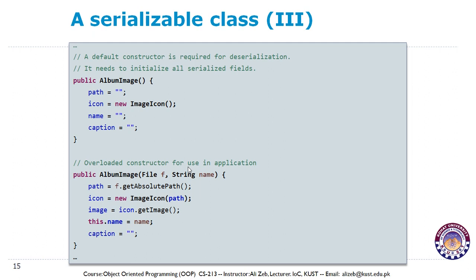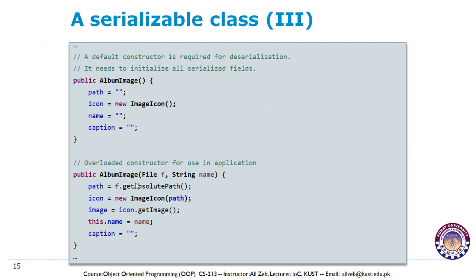A default constructor is required for deserialization. It needs to initialize all serialized fields. So these were the details for each image that we are saving, and these were the fields that we serialized and saved to our file. We have the path, and these are initialized to their default values, and then we need an overloaded constructor for use in our application.